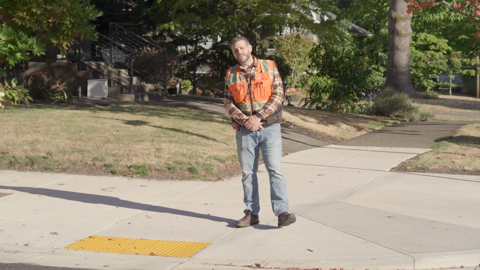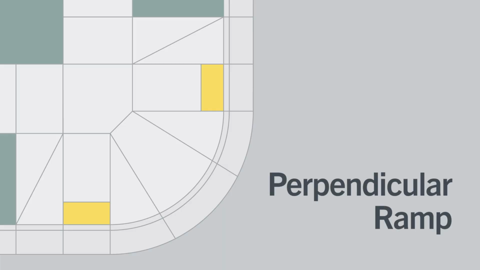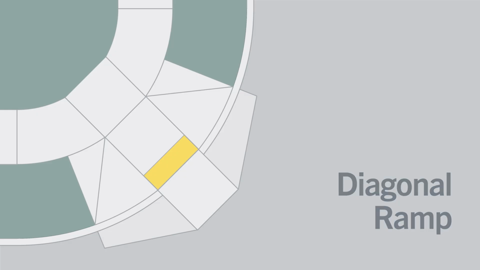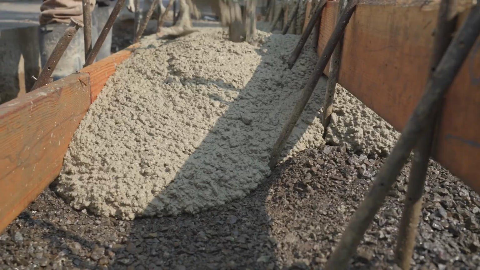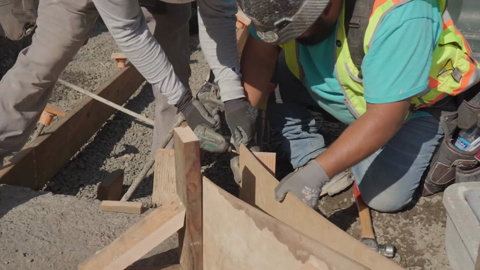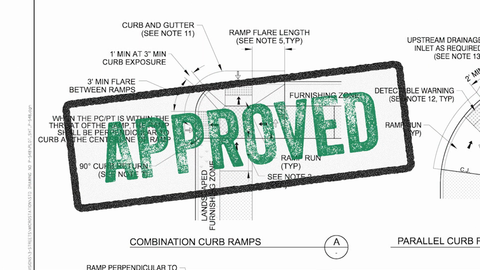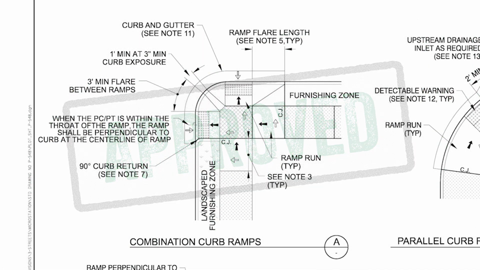In our intro video, I covered the basic styles of ramps you're likely to build: perpendicular, diagonal, and parallel. But in this video, I'm actually not going to tell you how to build them. I'm going to tell you how to build them to ADA standards. So how do you do that?